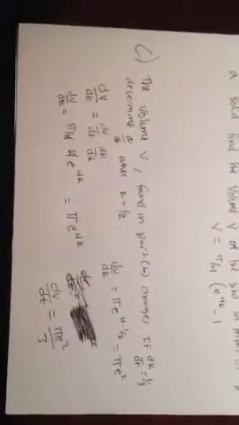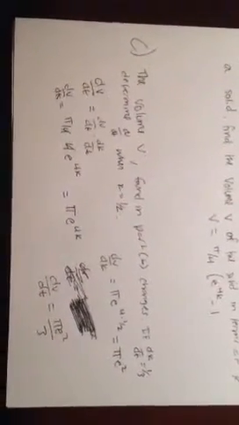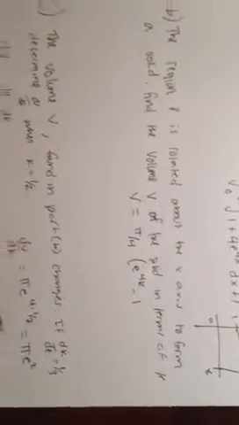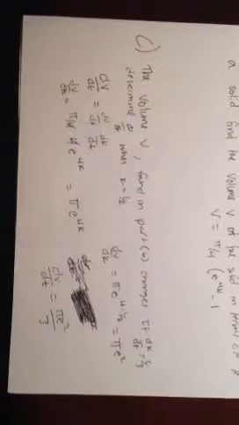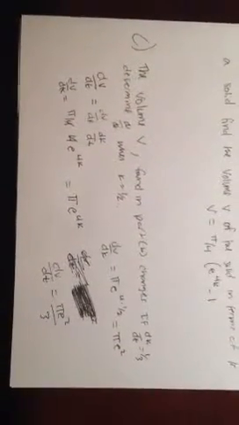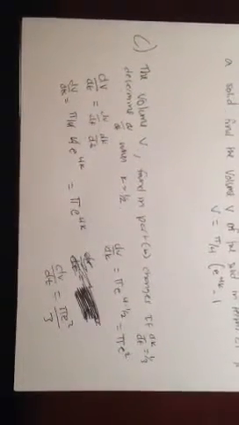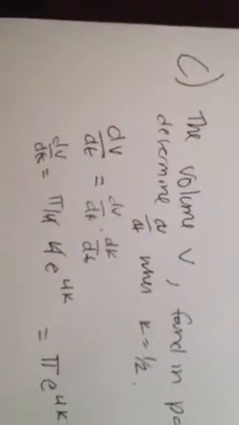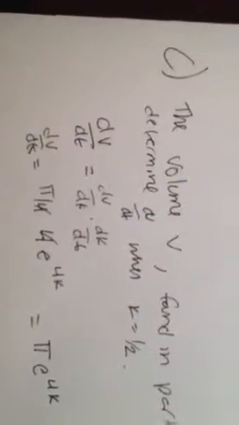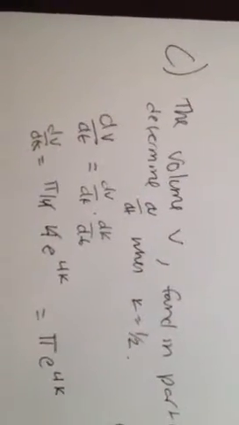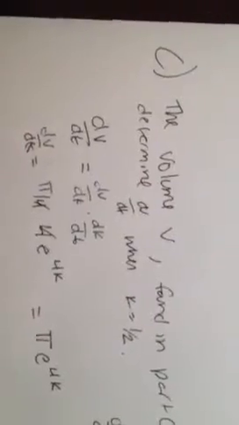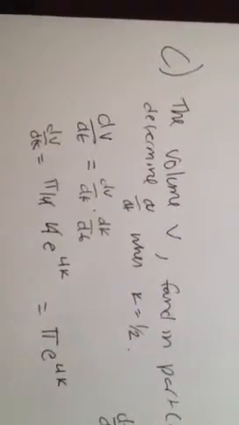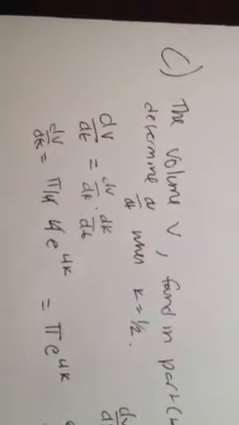The only thing that you gotta do is use that equation up there in B, which is right here. It says the volume V found in part B changes if dk/dt is 1/3. Determine dV/dt when k equals 1/2. So we're going to start over here, and the chain rule basically says that dV/dt equals dV/dk times dk/dt. And we already know that dk/dt equals 1/3, so all we really need to do is find dV/dk.